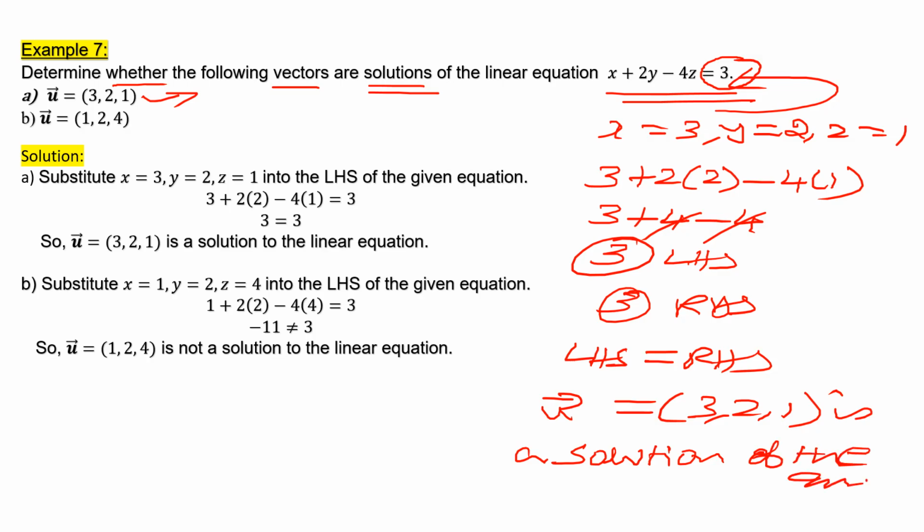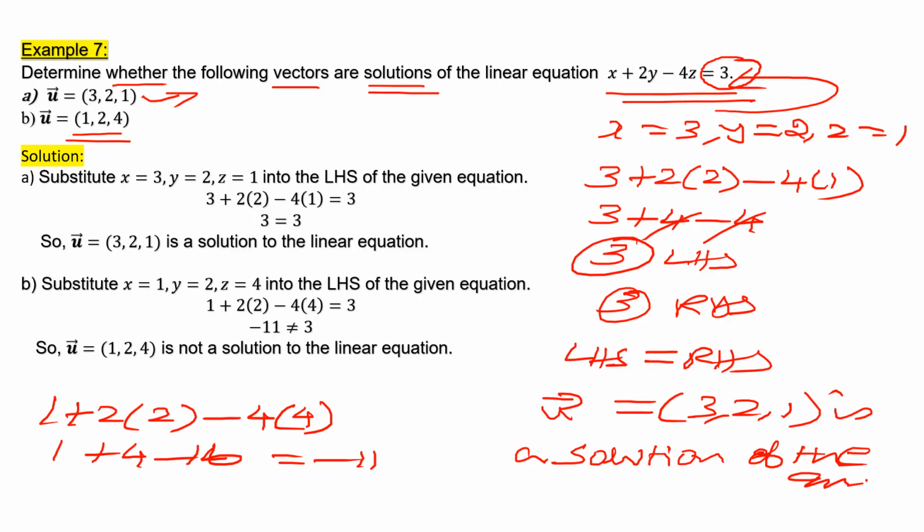If you consider the second one, (1, 2, 4), if I do the same thing, 1 plus 2 times 2 minus 4 times 4, and if I simplify, I will get minus 11, which is not equal to the right hand side 3. So in this case, LHS is not equal to RHS. So the second vector (1, 2, 4) is not a solution of the linear equation.